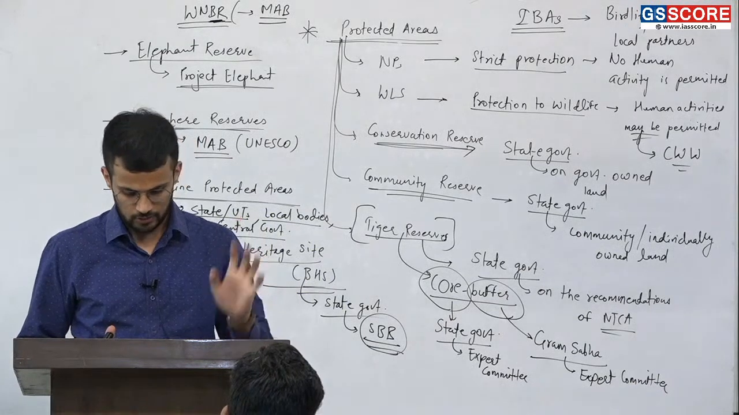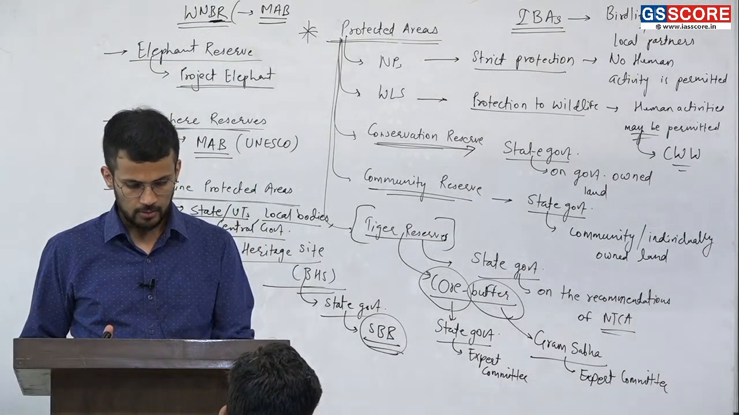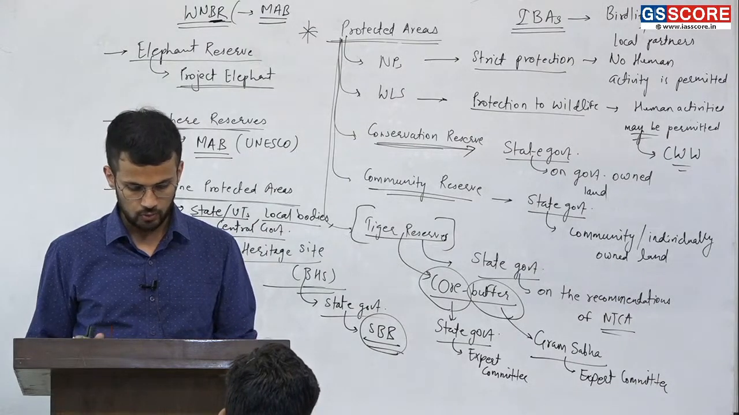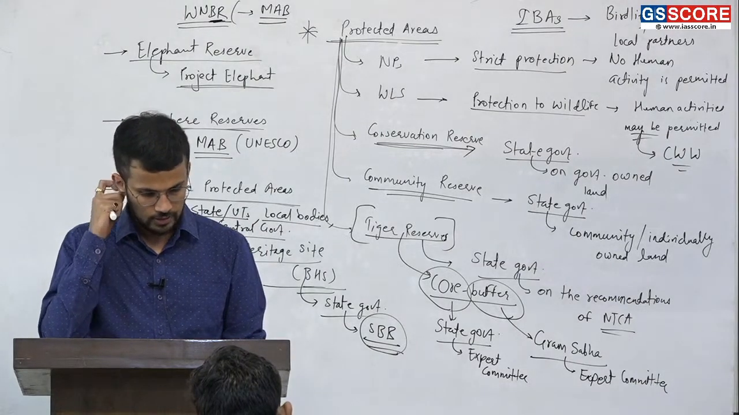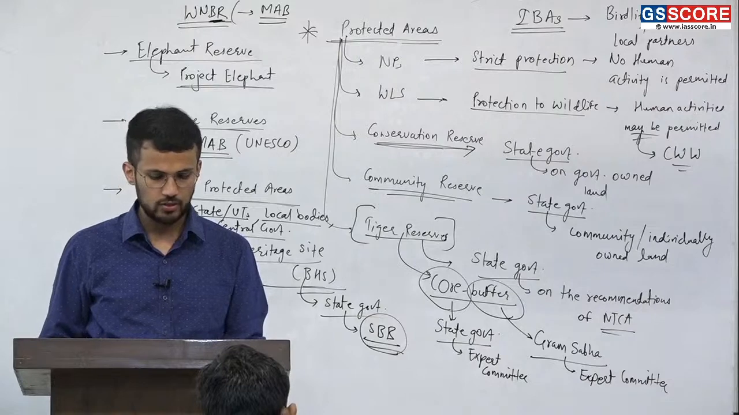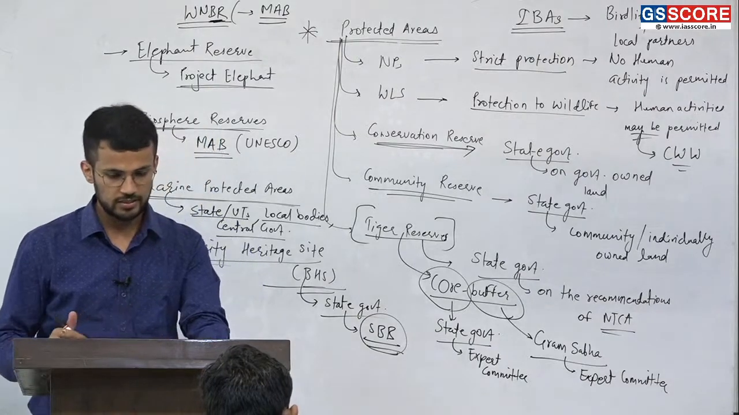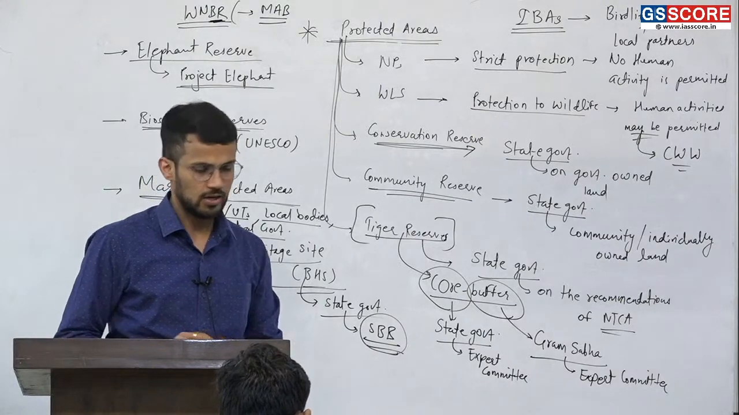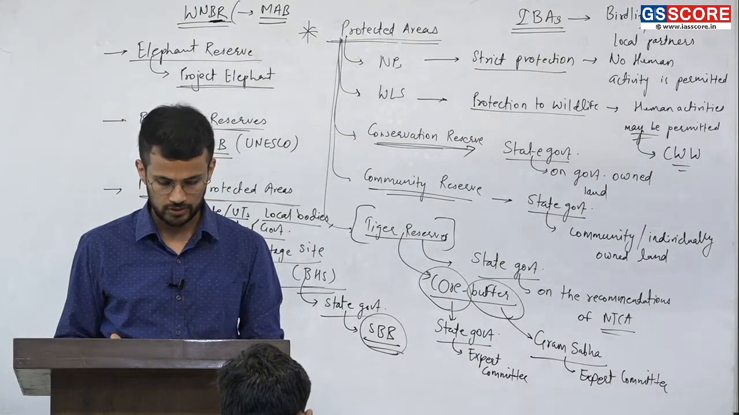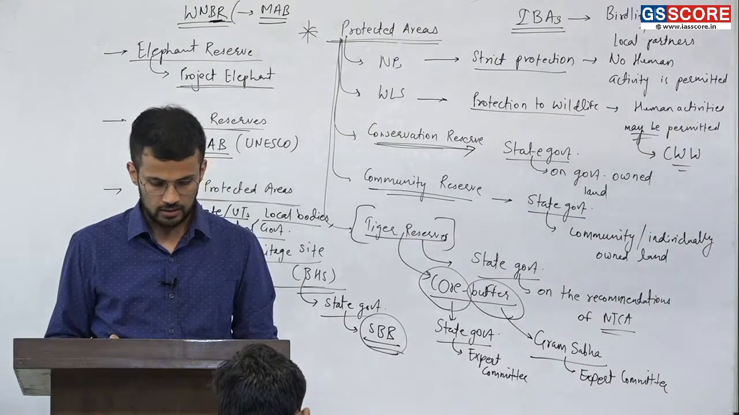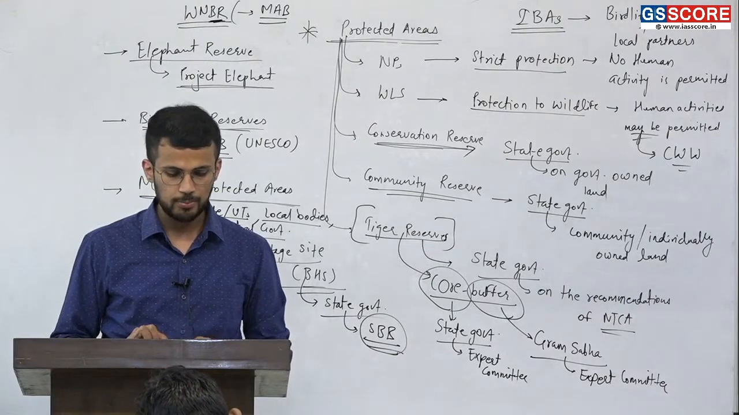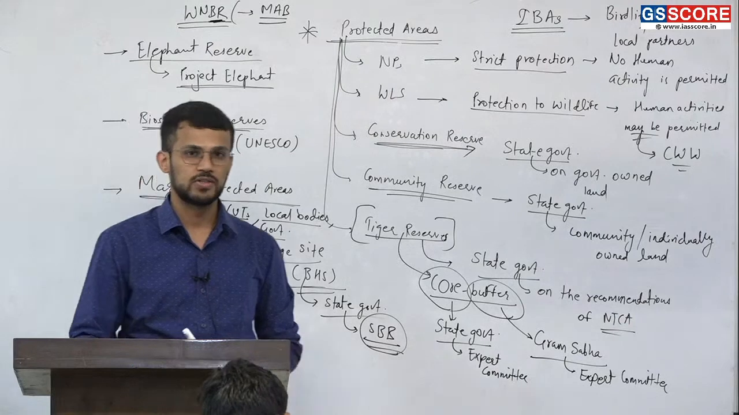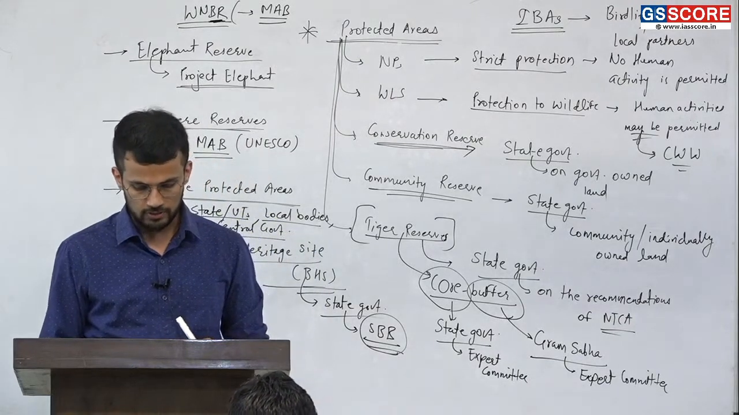Fine. Next is Behali Reserve Forest. Where is it? It is there in the state of Assam. In the foothills of eastern Himalayas, we have this Behali Reserve Forest. And this Behali Reserve Forest is a part of Sonitpur Elephant Reserve.